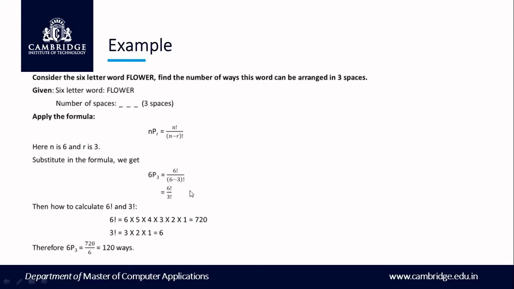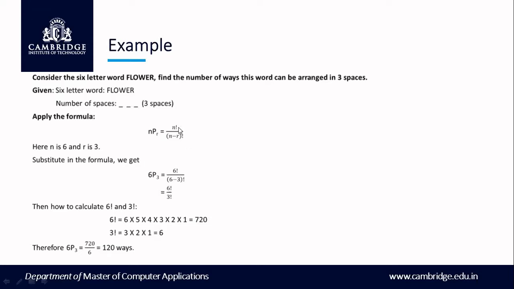Let us take an example to understand better. Consider the 6-letter word FLOWER. Find the number of ways this word can be arranged in 3 spaces. What is given in the question? A 6-letter word, FLOWER. So how many letters? 6. The meaning is n equals 6. And the number of spaces given is 3, so r is 3. Now apply the formula nPr equals n factorial divided by (n minus r) factorial.